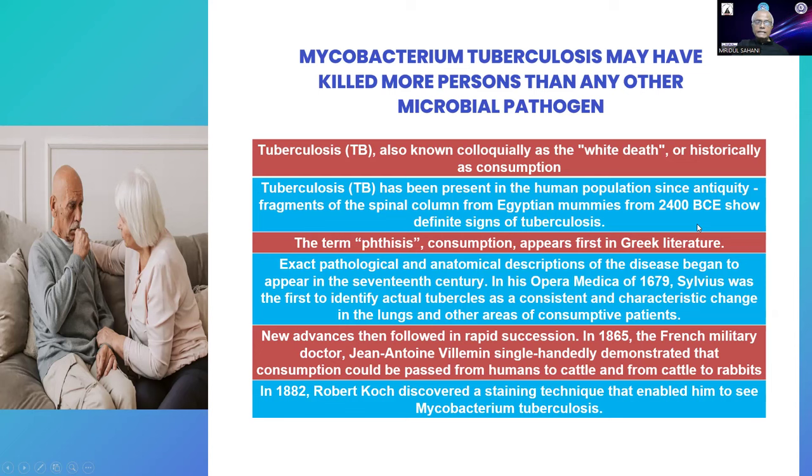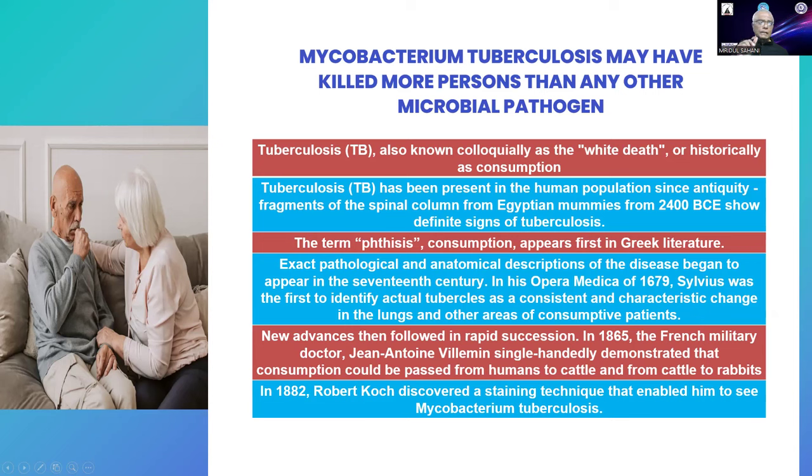So definite signs of tuberculosis were observed. The term phthisis and consumption appeared first in the Greek literature. Exact pathology and anatomical descriptions of the disease began appearing after the 17th century in his Opera Medica. This is another beautiful book by Sylvius, who was the first to identify actual tubercles as a consistent and characteristic change in the lungs and other areas of the affected patients.